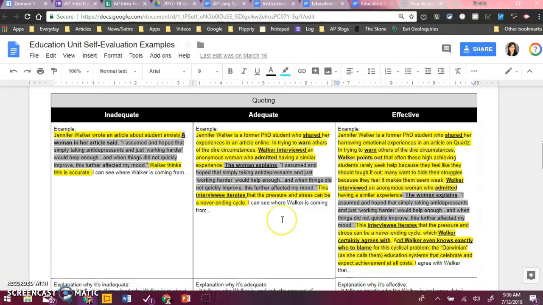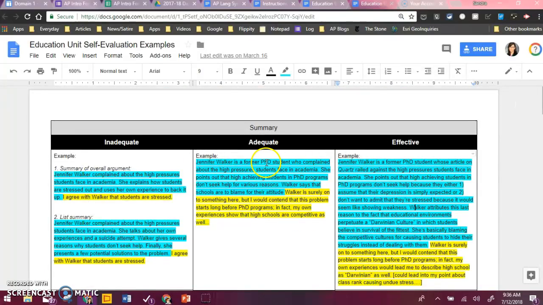So the self-evaluation with the examples and the self-rubric were kind of a cool assessment tool that I tried for the first time this year.